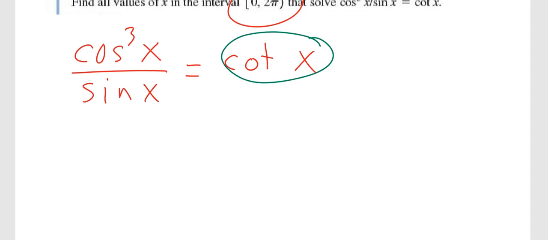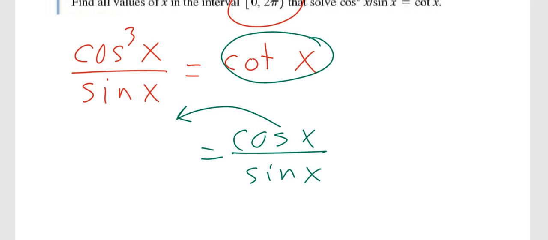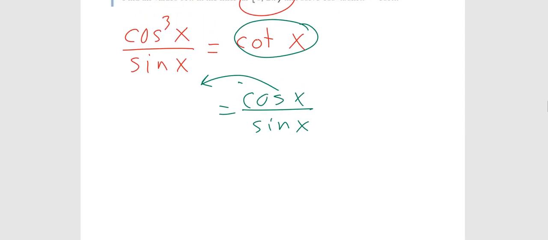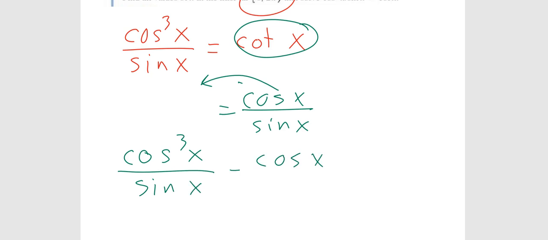We could do 1 over tangent, but because the other side has cosines and sines, I think it would be better to change it into something else. Cosine x over sine x. Now, how are we going to get that thing to move to the same side as the other stuff? We're going to subtract it, aren't we? So we're going to have cosine cubed x minus cosine x over sine x equals 0.